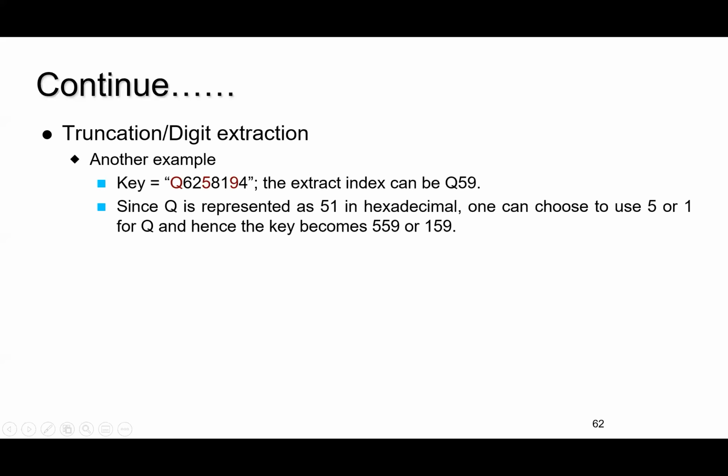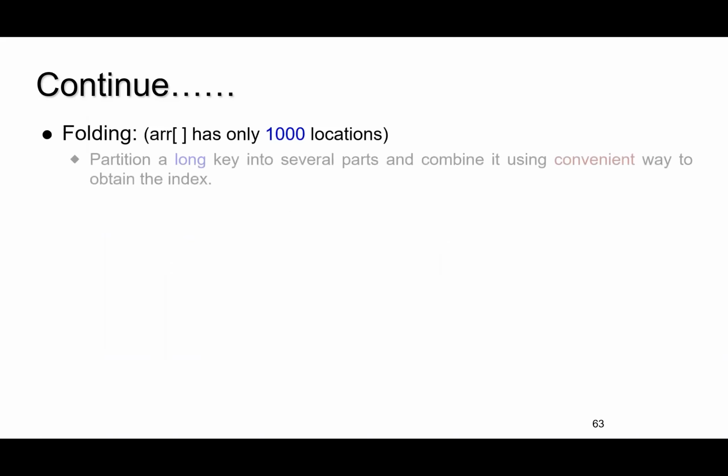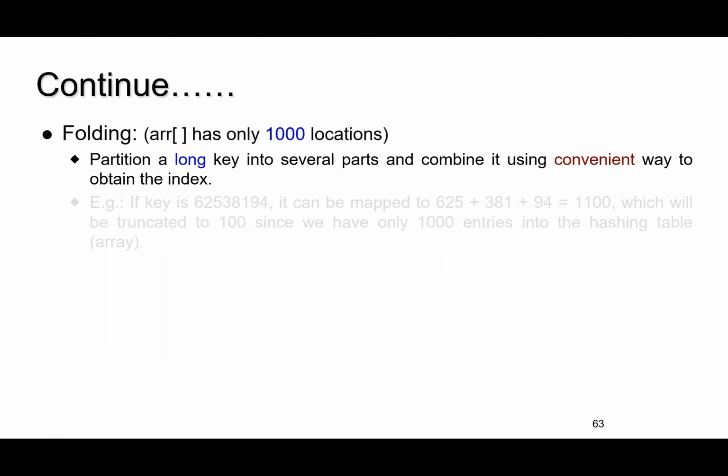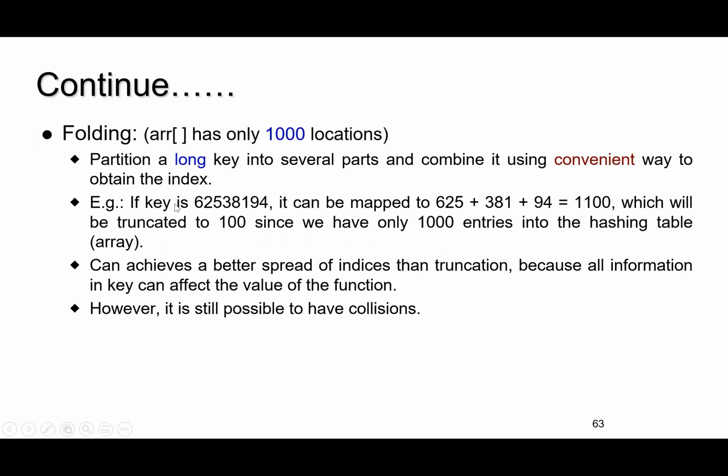It's very fast, but you might not store the data evenly throughout your hash table. It's possible that you have a lot of collisions occur if you use this method. The second method is called folding. For example, if this is my key, I separate this key into 3 parts, 625, 38194, and then add it up, I get 1100.